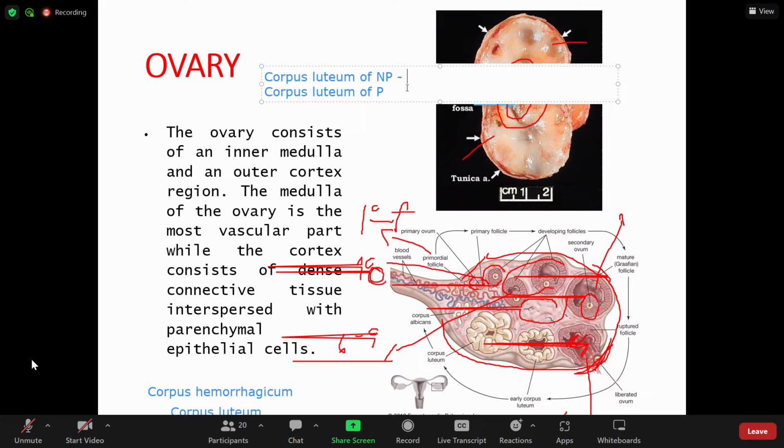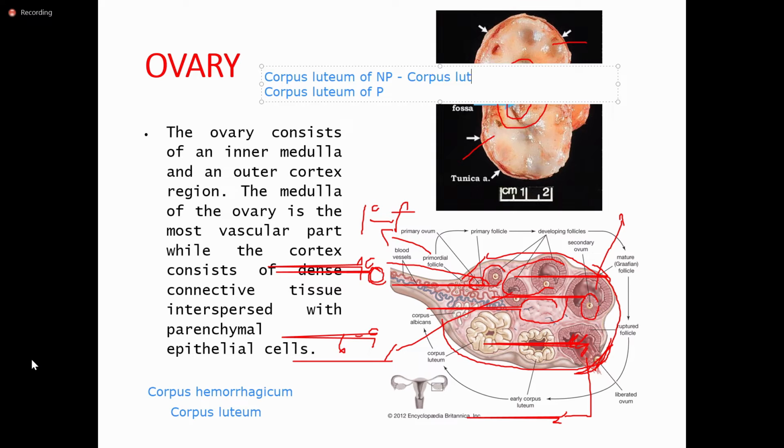We call this as corpus luteum spurium. Whereas, yung nagpo-progress talaga na yellow-bodied structure na nakita ninyo noon sa inyong mga specimen at buntis yung specimen ninyo, we have the corpus luteum verum. Yan ang tawag sa kanila. Okay, so I hope this one is clear.